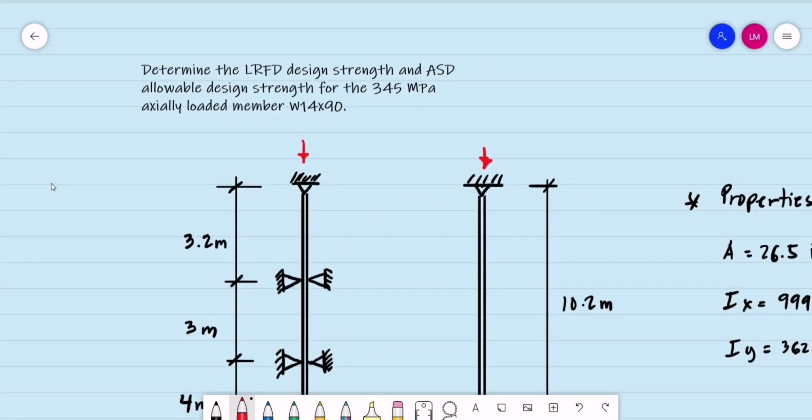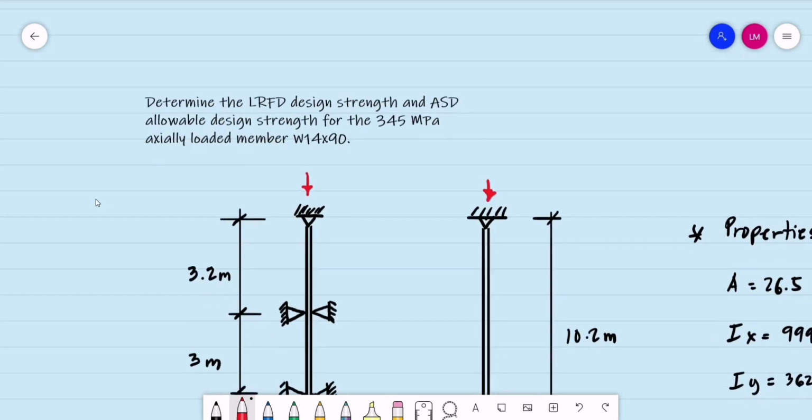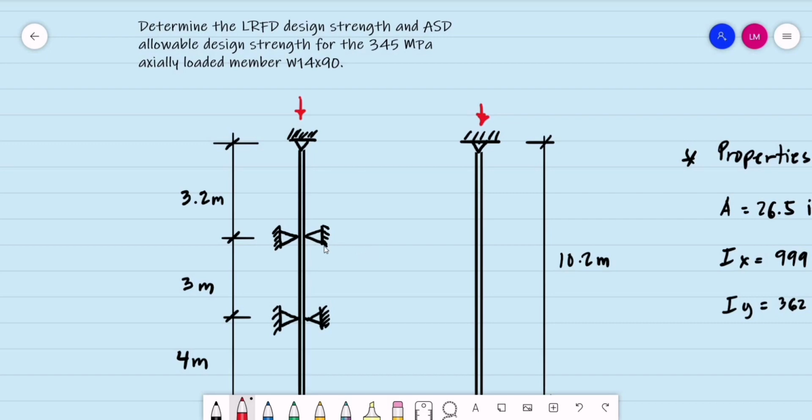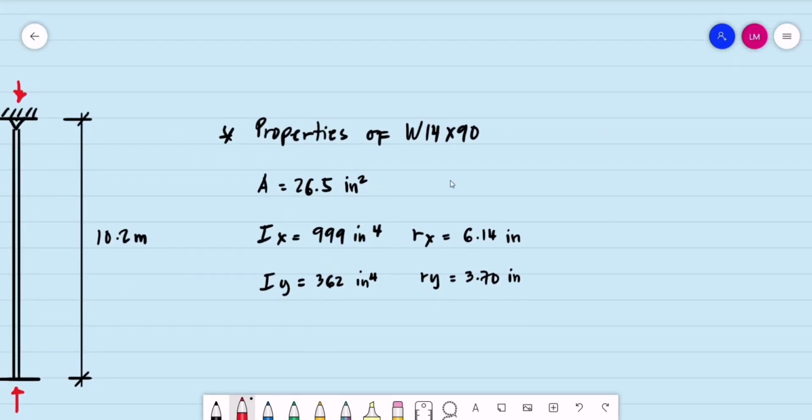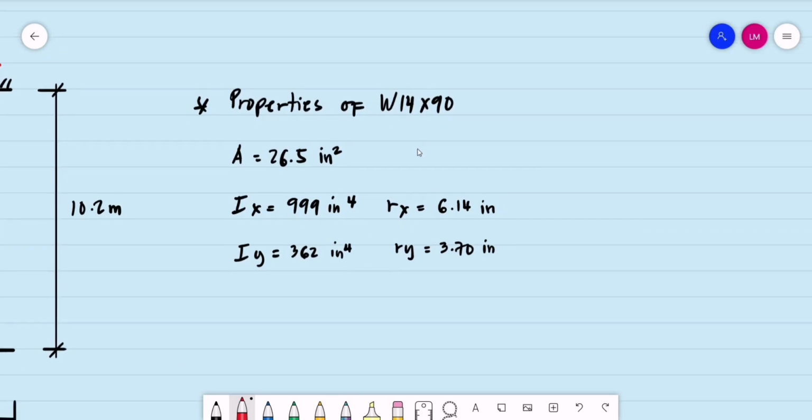Okay, for our first example, I determine the LRFD design strength and the ASD allowable design strength for the 345 megapascals actually loaded member W14 by 90. So we have the properties of the W14 by 90 from our database: the area, the moment of inertia, the radius of gyration per axis. So let's have these values in millimeters.